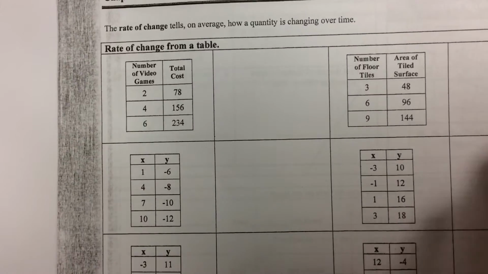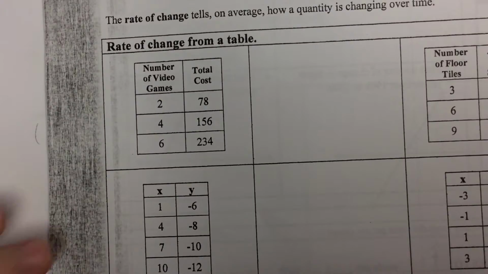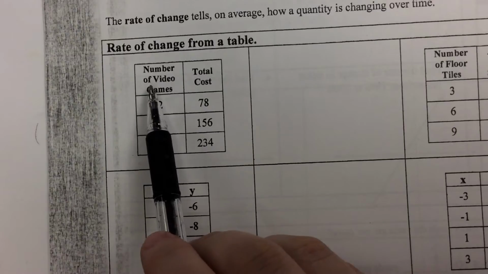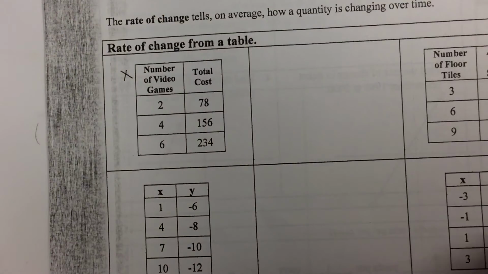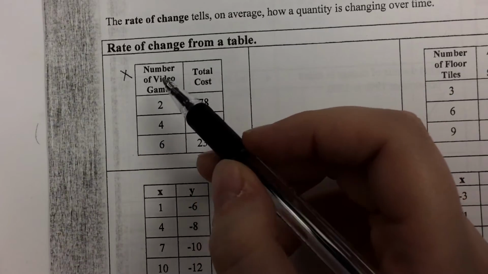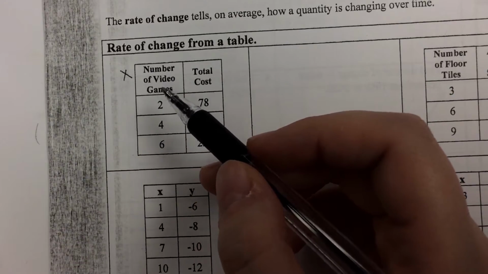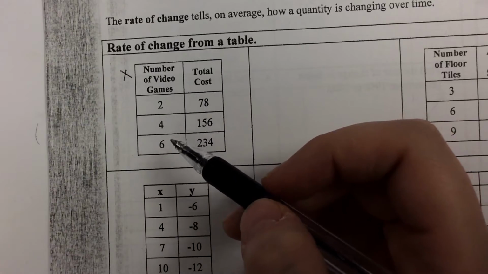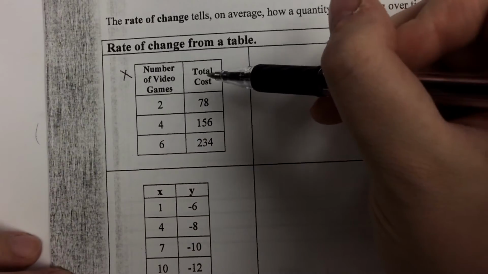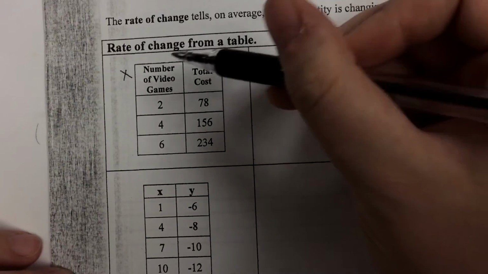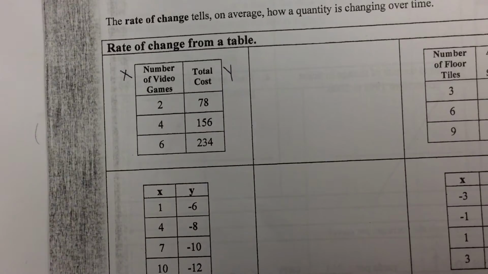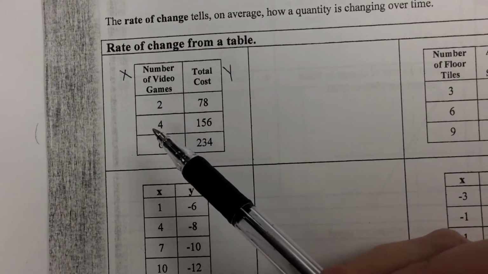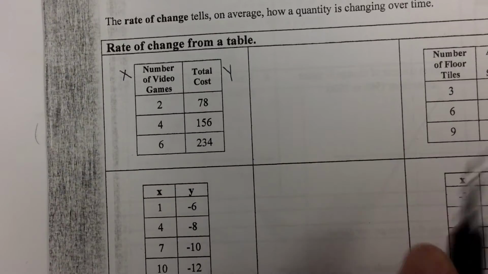So let's look here. Let's start off with this first one. We have the number of video games compared to a total cost. So our number of video games is going to be our X values because this is our independent variable. Remember, number of video games doesn't depend on anything other than your choice, how many video games you would like to purchase. But the cost is going to depend on how many video games that you purchase. So this is our Y value, or our dependent variable. And we're going to notice if there is some kind of constant change each time.